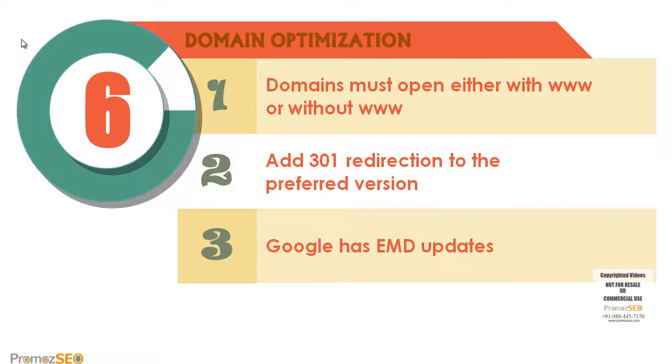And third point is Google has EMD updates. If you are using an exact match domain, definitely exact match domains rank faster than a branded domain without EMD.